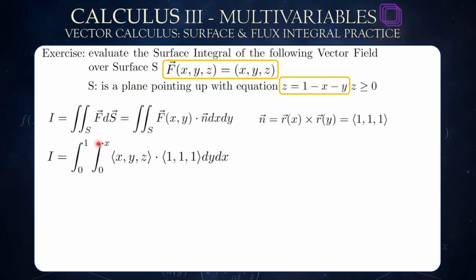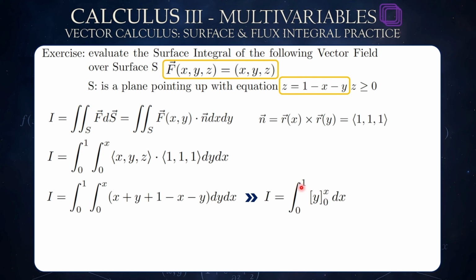So the integral from 0 to 1, from 0 to x, of (x, y, z) dot (1, 1, 1) dy dx. That's x, y, z of f. 1, 1, 1 is the n vector we just evaluated. That equals x plus y plus z, which is 1 minus x minus y, which is 1, dy dx, between 0 and x for dy and 0 and 1 for dx, equals the integral from 0 to 1 of y from x to 0 dx, equals the integral from 0 to 1 of x dx, x squared divided by 2 between 1 and 0, equals 1 over 2.